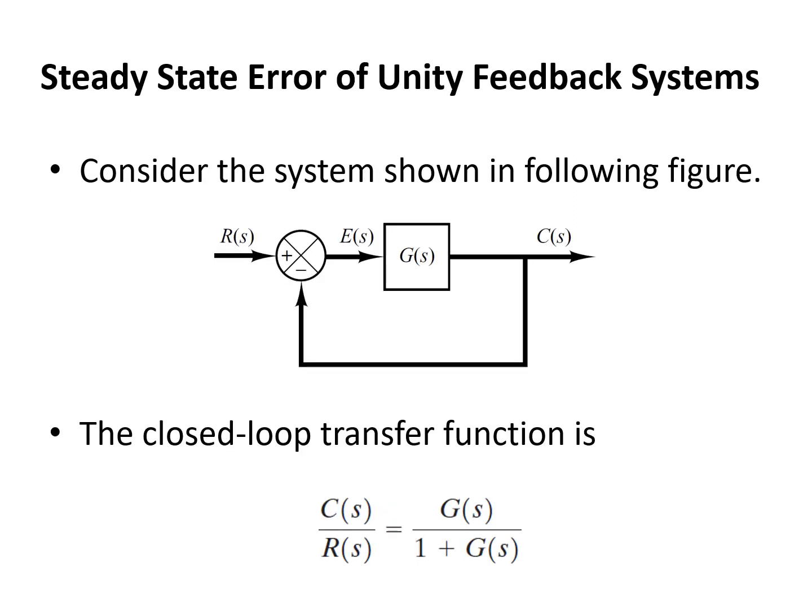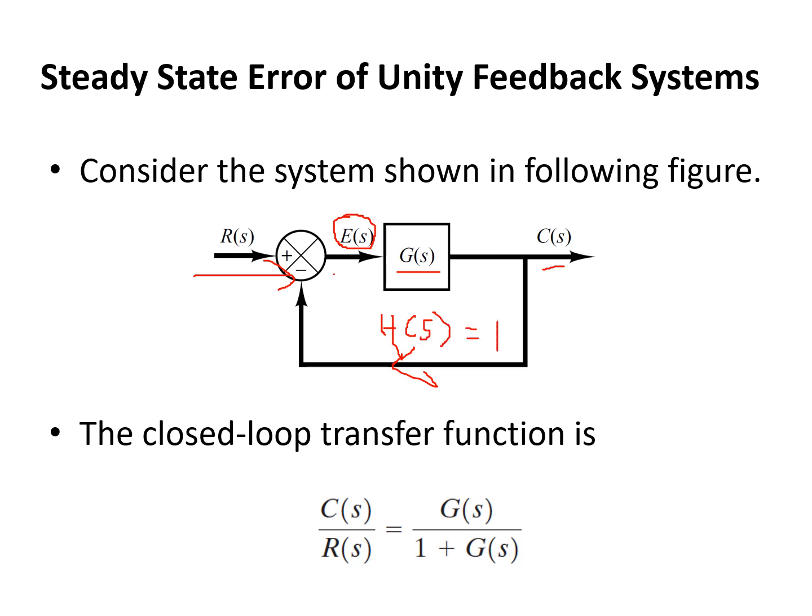Now coming to steady state errors of a unity feedback system, we'll try to analyze this. Let us consider a system which is shown in the figure. Here, as you can see, R(s) is your input, E is the error signal, G is your open loop transfer function, and C is your output. H(s) is considered to be unity, because it's a unity feedback control system, so I have taken H(s) equal to 1.